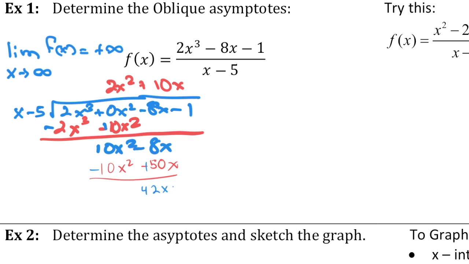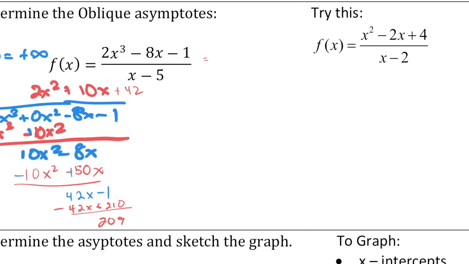Yes, that's annoying. Bring down your minus 1. Multiply by your 42. So we've got plus 42 now. That gives us 42x minus our 210. Change your signs and subtract. That'll give us 209. So our problem can be rewritten as the nice little expression 2x squared plus 10x plus 42 plus 209 over x minus 5. So your oblique asymptote is the part of the problem that does not go away.